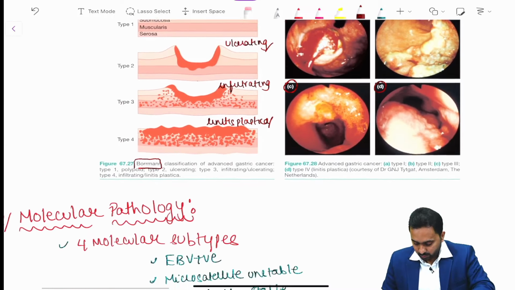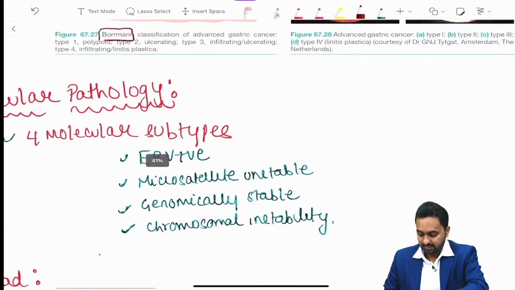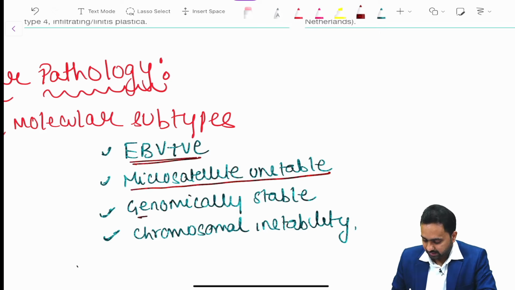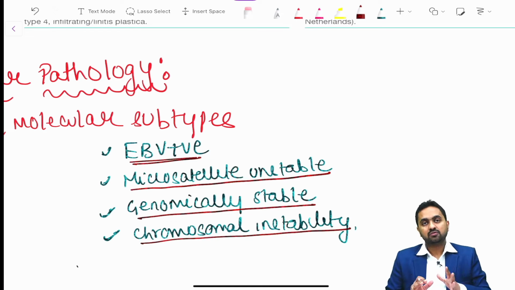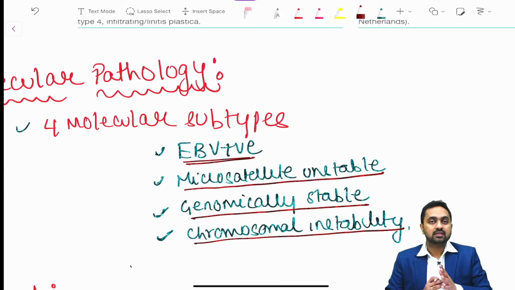Now, with respect to molecular pathology, the 4 molecular subtypes of gastric cancer that have been identified are EBV positive, microsatellite unstable, genomically stable, and chromosomal instability. There are various gene mutations involved in it. We will discuss a table and chart later on, which would show the common gene mutations associated with gastric cancer. I think that would be sufficient to remember rather than remembering many genes for gastric cancer.